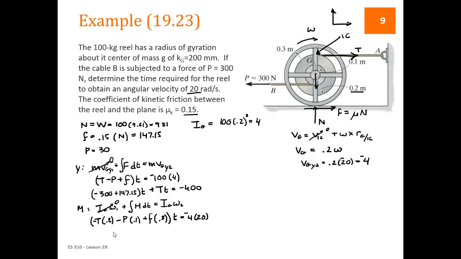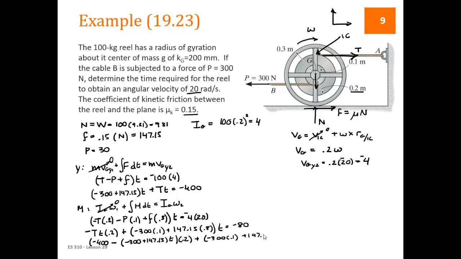So we know p, we know f, we can multiply this out. We get negative big T little t times 0.2, plus negative 300 times 0.1 plus 147.15 times 0.3 times t is equal to negative 80. And we know that big T times little t is negative 400 minus this, moving it to the other side. So we can plug that in over here. We get negative 400 minus negative 300 plus 147.15 times t times 0.2 plus negative 300 times 0.1 plus 147.15 times 0.3 times t is equal to negative 80.